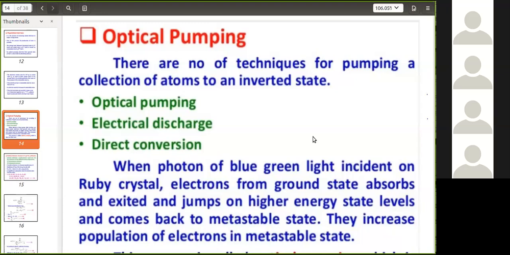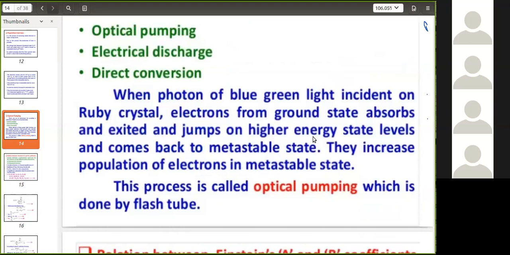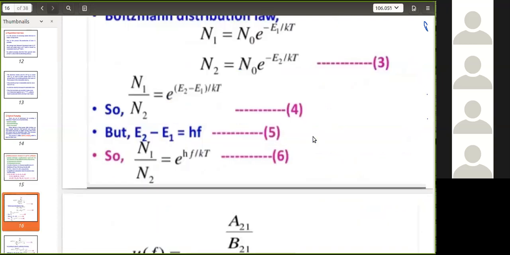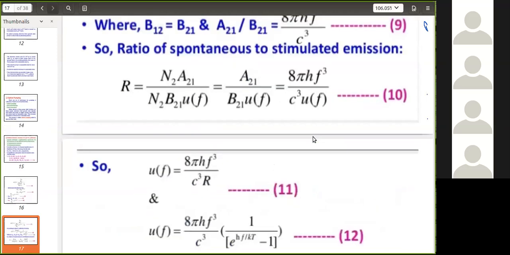So there are different mechanisms of pumping. One of them is optical pumping. Optical pumping is used in ruby laser. So our aim is to increase the population of the electrons in the metastable state through pumping. Now, how the laser system works, that will be our next discussion. So, we will directly go to the ruby laser.